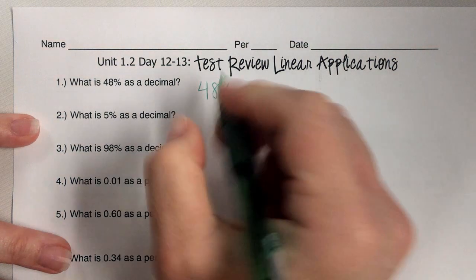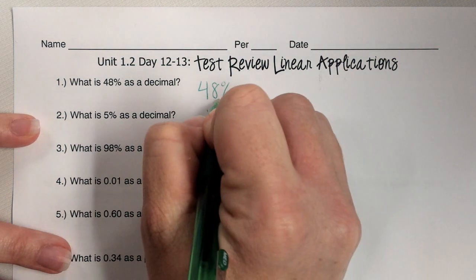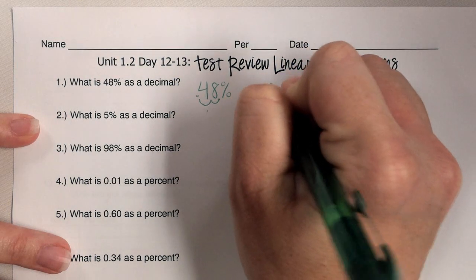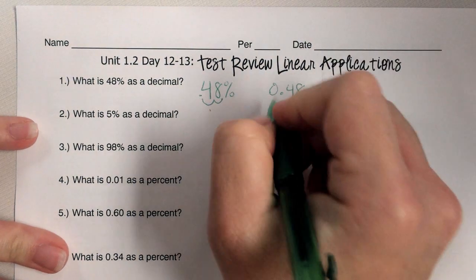48%, well, technically, if there was a decimal here, it would be here. And we move it to the left twice, 1, 2. So this becomes 0.48 as a decimal.